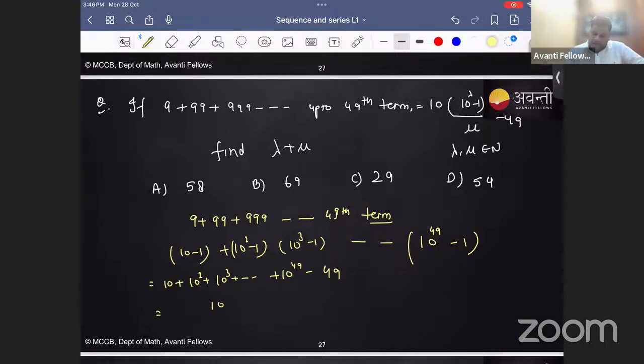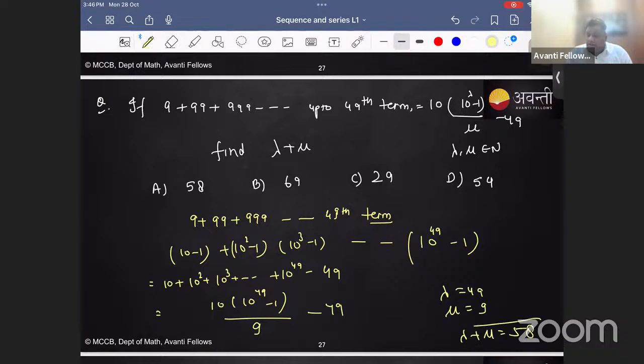So if you apply the sum of GP, 10 times (10 to the power 49 minus 1) divided by (10 minus 1), which is 9, minus 49. Now if you compare, your lambda is what? 49, and your mu is 9. So lambda plus mu you get as 58. Got it?